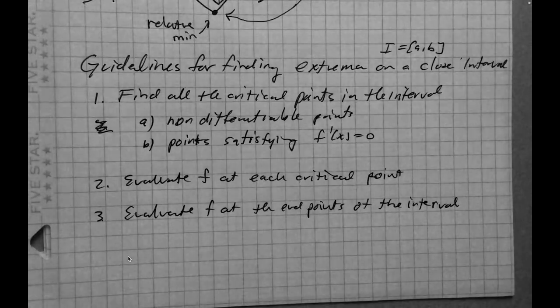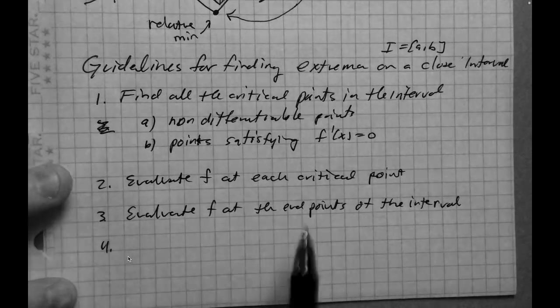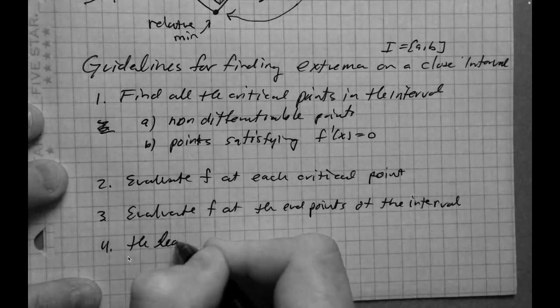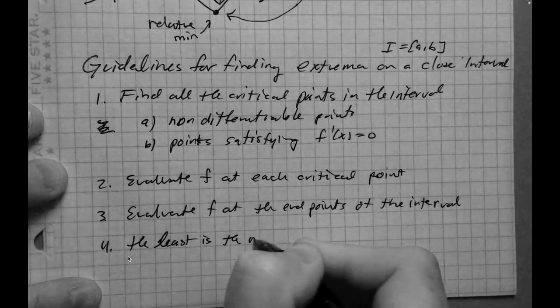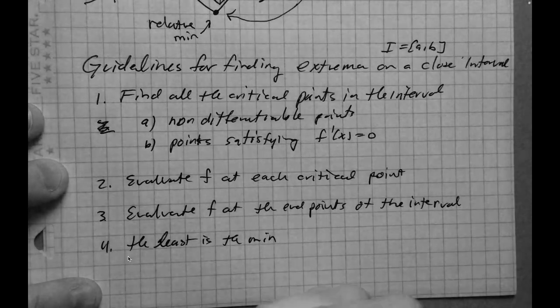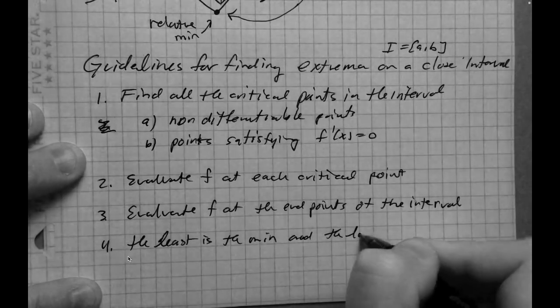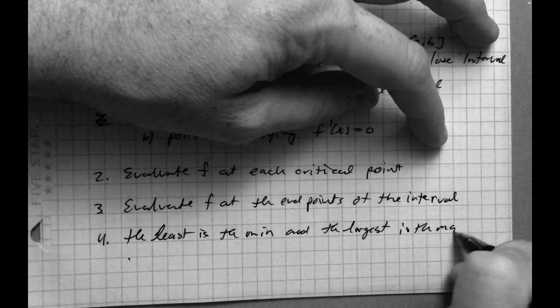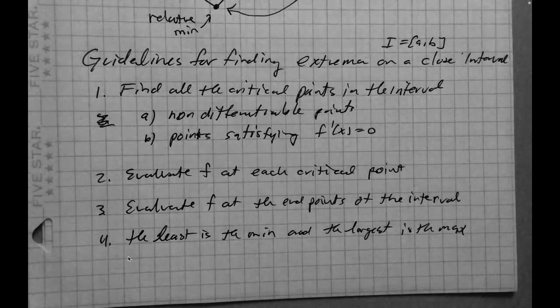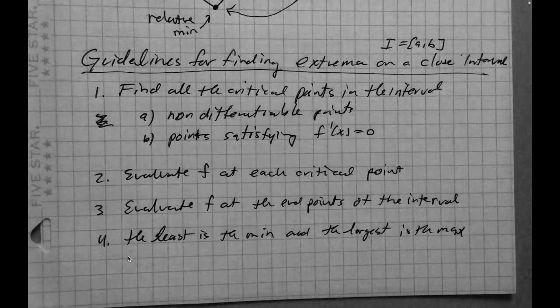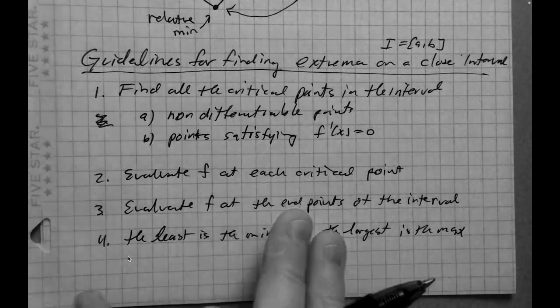All right, and then of course you've got a bunch of evaluated points. The least is the min, and the largest is the max. Okay. Very good. There we go. So these are guidelines, and so let's do an example following this procedure. Let's see where we get.